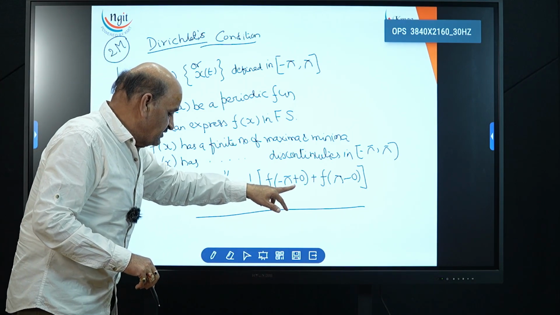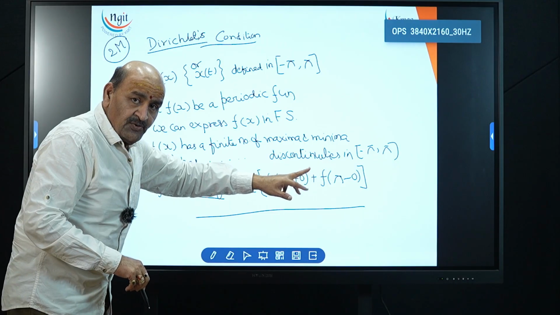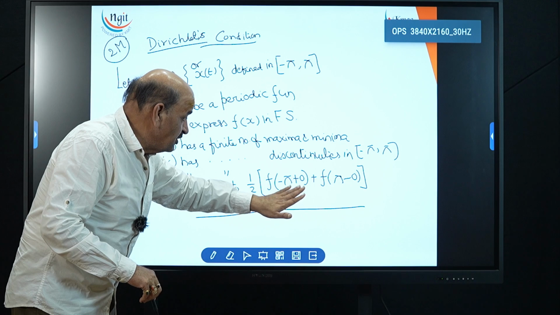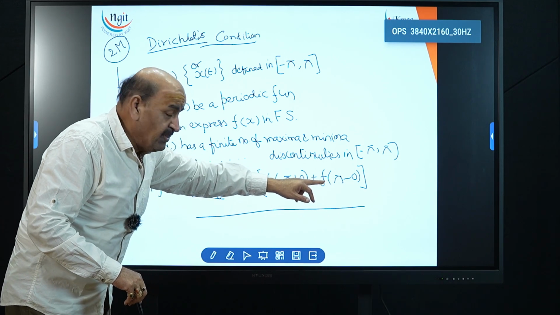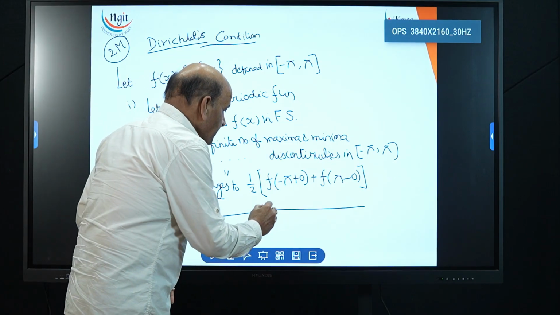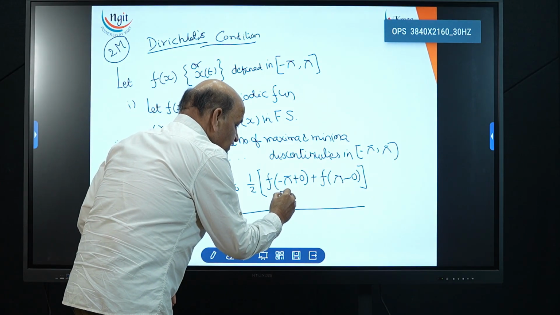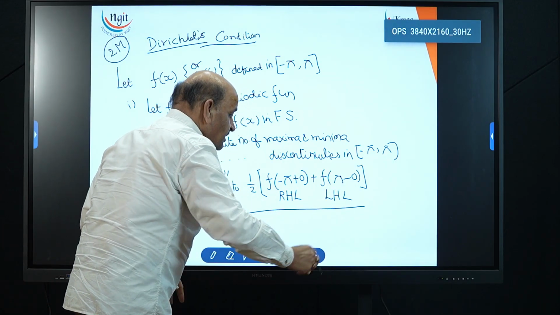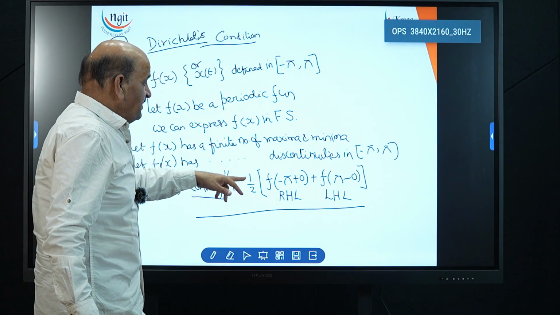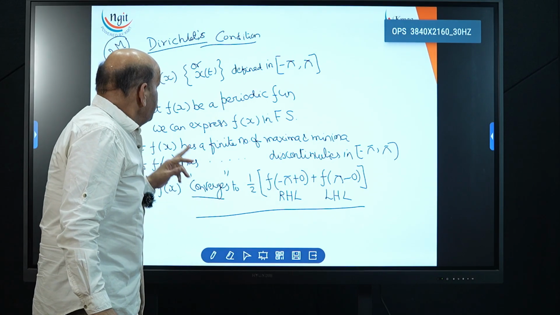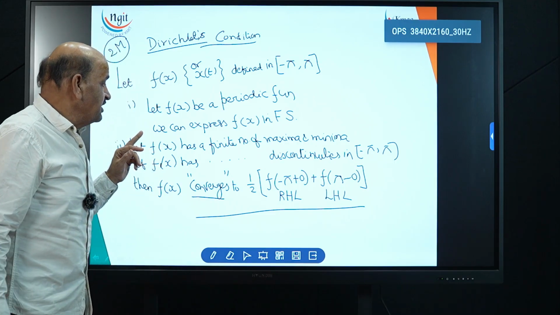F of minus pi plus 0 and f of pi minus 0. Here, students, my advice is that minus pi plus 0 is not equal to minus pi, and pi minus 0 is not equal to pi, not like that. This is called right hand limit. This is called left hand limit. So right hand limit plus left hand limit, half of the value. This is called Dirichlet's condition.